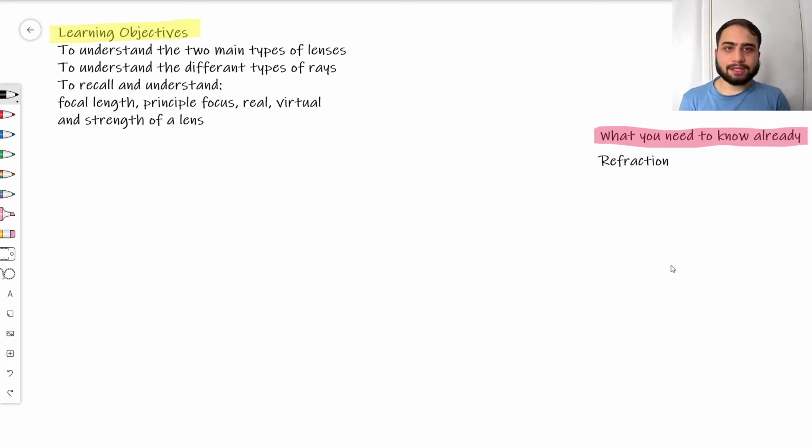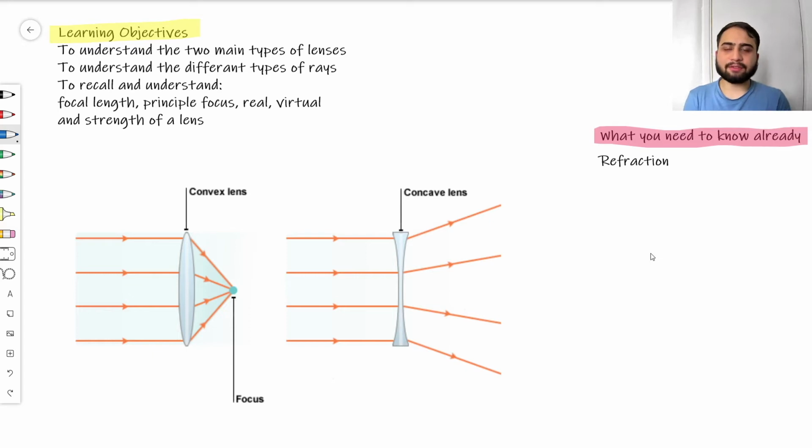Some of our learning objectives are as follows: to understand the two main types of lenses, to understand the different types of rays, to recall and understand the following words: focal length, principal focus, real and virtual rays, and to know what determines the strength of a lens. Some things you already need to know are the principles of refraction, what refraction is, and how it affects rays of light. First of all, we're going to have a look at the two main types of lens you need to know about for your GCSE.